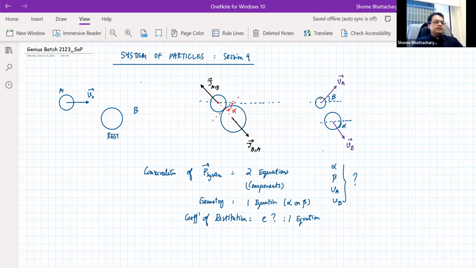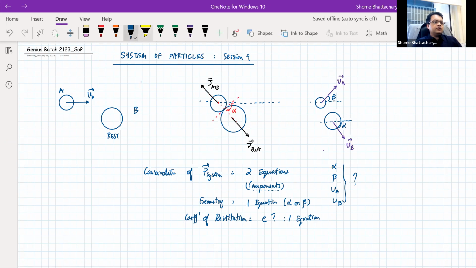Now, when we write the conservation of linear momentum in two equations for components, how we take the components is up to us. We can take the initial velocity vector v naught as the x-axis, or we can also take the line of impact, this line, as one of our axes. It all depends on what is more convenient for us. Sometimes it is more convenient to take the line of impact as our reference axis.